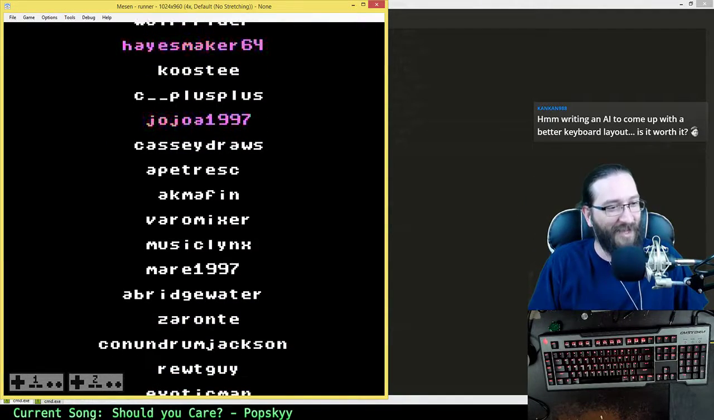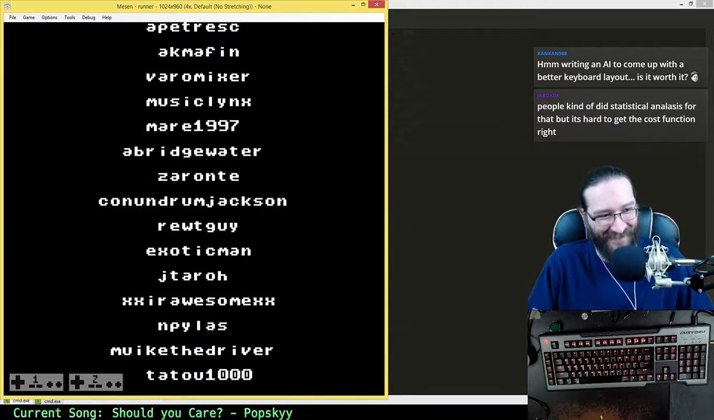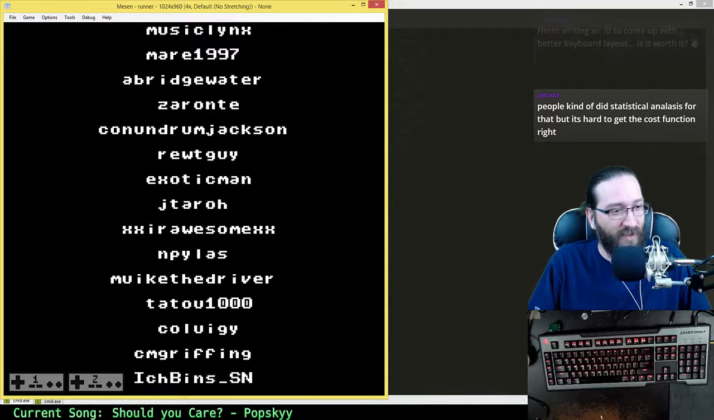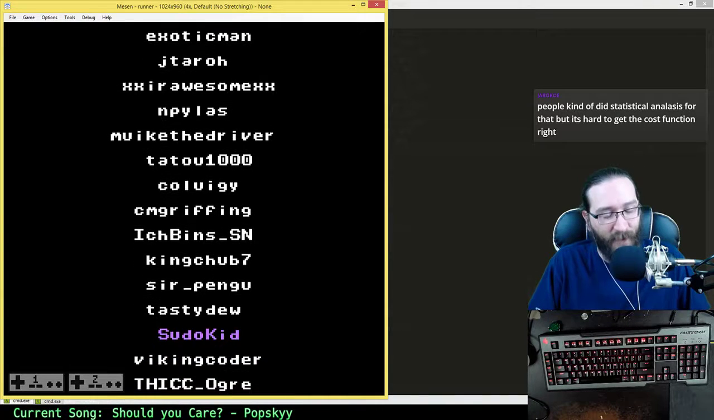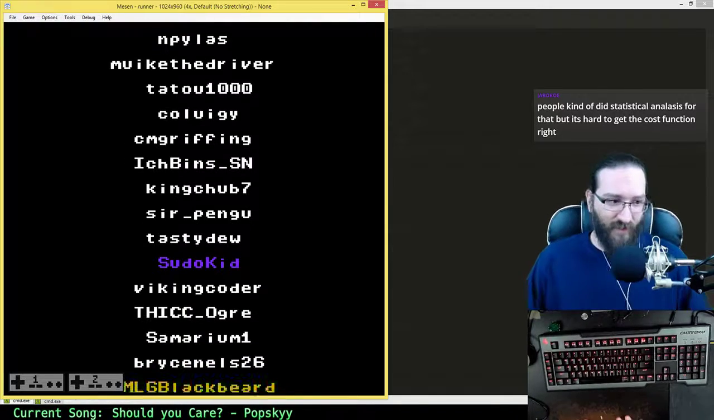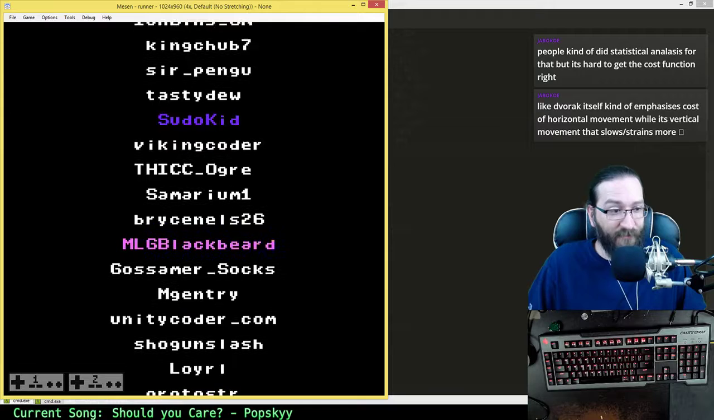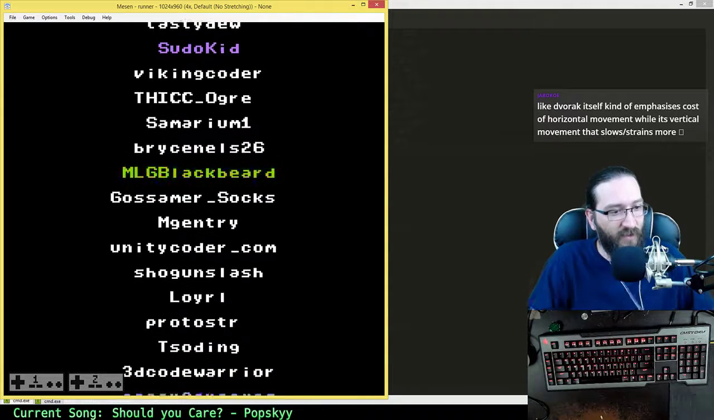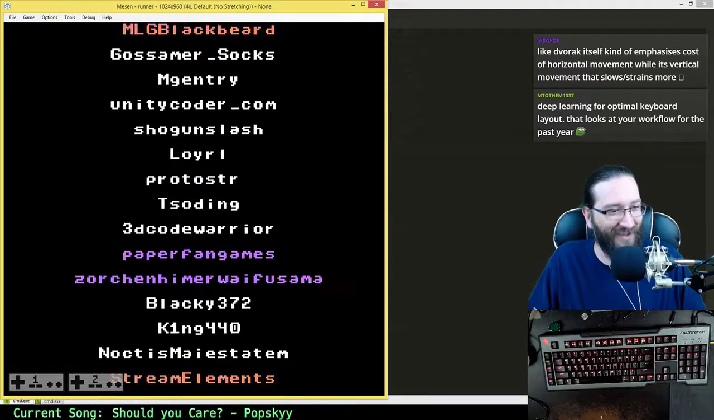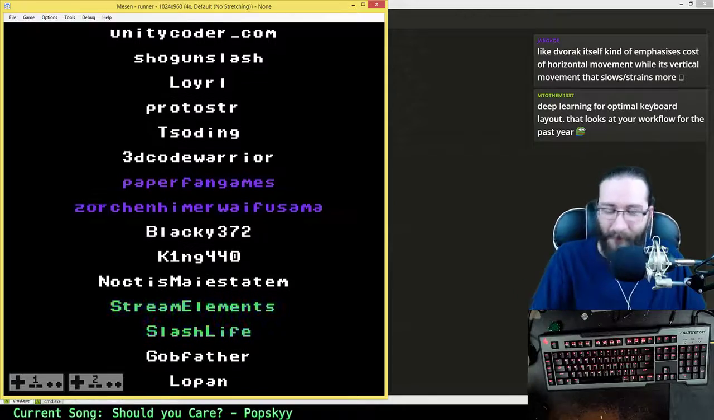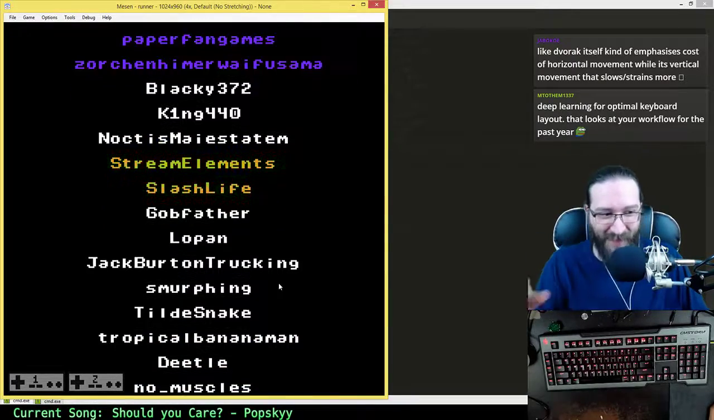Writing an AI to come up with a better keyboard layout. Is it worth it? I don't know, but does that ever stop anybody? People kind of did statistical analysis for that, but it's hard to get the cost function right. I mean, you can teach a skeleton to walk with AI. Why not keyboards? The vertical stuff kind of emphasizes cost of horizontal movement, while it's vertical movement that strains more. Deep learning for keyboard layout. That looks like a workflow for the past year. I don't know if I'm comfortable with that one. That's a bit much, I think.